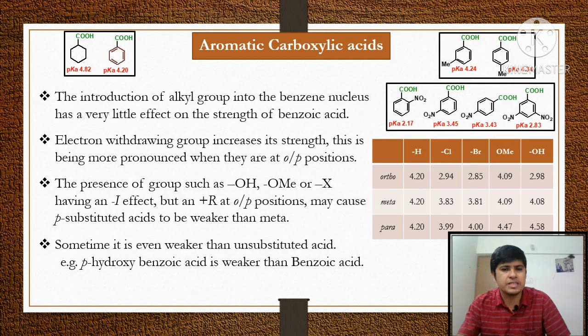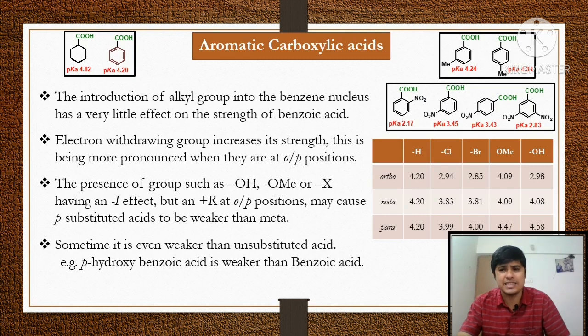The presence of groups such as hydroxyl, methoxy and halogen having a minus I effect. Don't forget, these groups have a minus I effect, that is, they pull electrons through the sigma bond, but they also have a plus R effect, that is, a resonance donating effect at the ortho or para position. This may cause the para substituted acid to be weaker than meta. Sometimes it is even weaker than the unsubstituted acid, that is, para hydroxybenzoic acid is weaker than benzoic acid. This we have already discussed in the previous slide.